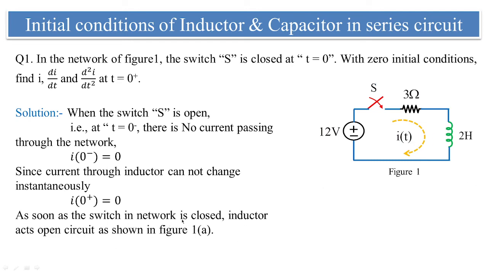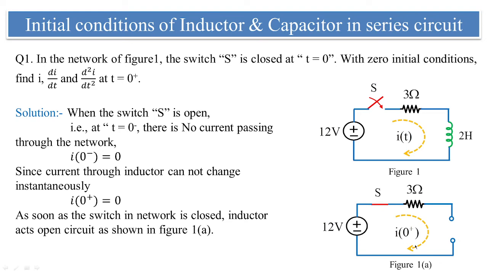Now as soon as the switch is closed, the inductor acts as an open circuit. This we have seen from the tabular column. So this circuit changes to this. You can see here I have closed the switch. It has no impact on the 3 ohm resistor, whereas the inductor behaves as an open circuit initially.